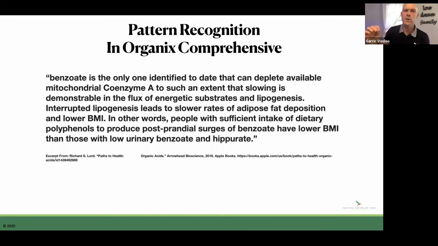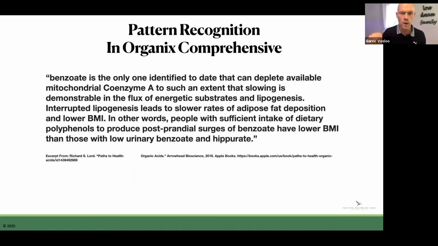So benzoate is the only one identified to date that can deplete available mitochondrial coenzyme A to such an extent that slowing is demonstrable in the flux of energetic substrates and lipogenesis. Interrupted lipogenesis leads to slower rates of adipose fat deposition and lower BMI. So everybody's celebrating who wants to lose weight, like how can I get my benzoate up and hippurate flushing. In other words, people with sufficient intake of dietary polyphenols to produce postprandial surges of benzoate have lower BMI than those with low urinary benzoate and hippurate.